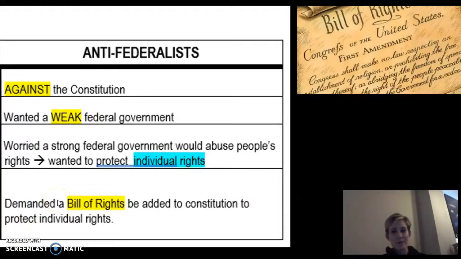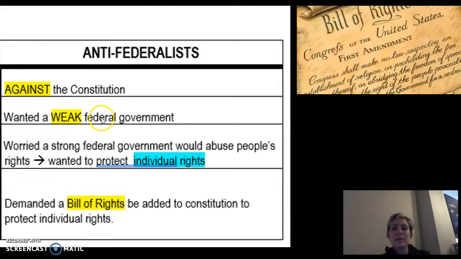Now, the cool thing about knowing the Federalist and the Anti-Federalist is anti means against or opposite. So if you know one of the group's beliefs, you just do the opposite and you already know the others. Just memorize one of them. So here's where the drama kicks in. Anti-Federalists, like you may have guessed, are against the Federalists. They are against the Constitution.